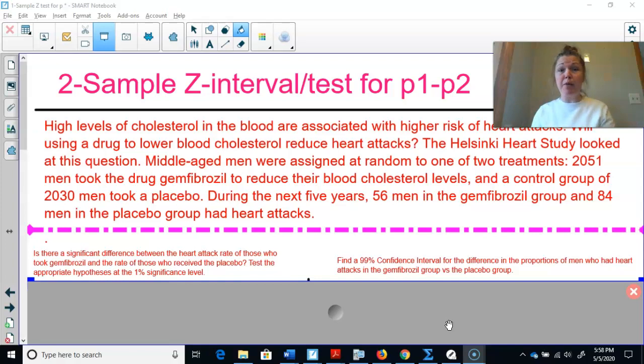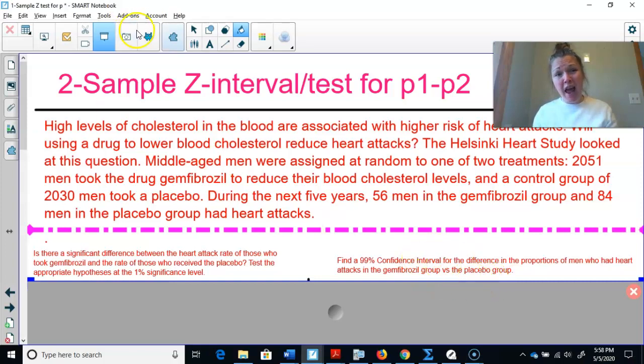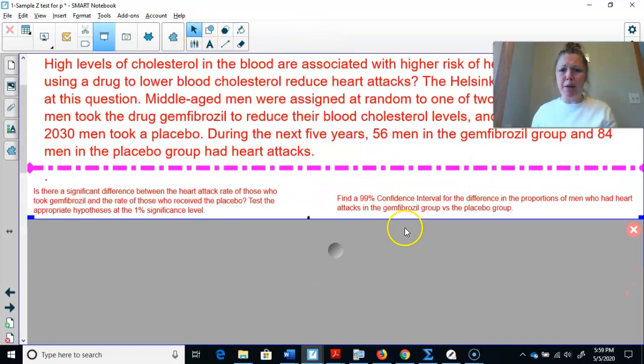There are two parameters here, okay? So we're talking about the proportion of people who took gemfibrozil and had heart attacks after 5 years, and then the proportion of people who had heart attacks after taking that placebo. Okay. Now, what's important to note too is that this is an experiment, and that's important because it changes things just a little bit. So we'll talk about that right now.